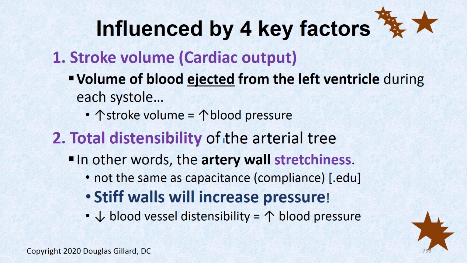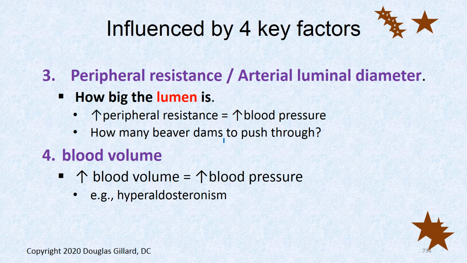As walls stiffen, as we'll see in a little while, you get an increase in systolic pressure because of that. You get systolic hypertension. Peripheral vascular resistance, so how big the lumen is. If you get a beaver dam from, let's say, PAD or atherosclerotic plaquing of the abdominal aorta, that's going to increase blood pressure as well because you have to push through that beaver dam. Blood volume: if you have hyperaldosteronism, you have too much salt and water in your blood, and you will get increased blood pressure from that. That's another way to do it.